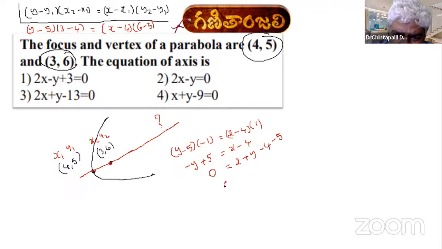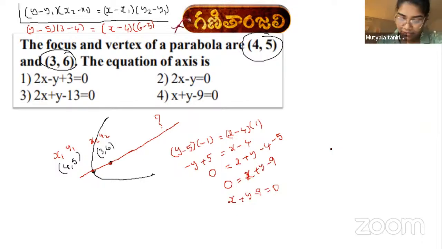Okay, look here. x plus y minus 9 is equal to 0. It is a straightforward method. Tanika, have you got the answer? Yes, sir. It is the straightforward board method.